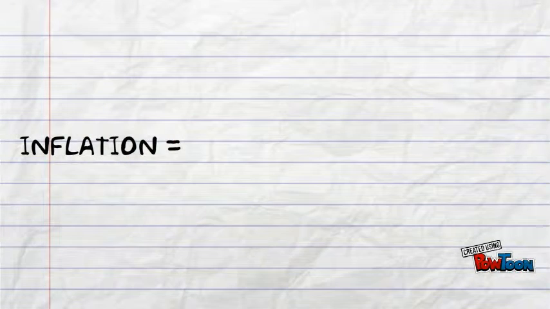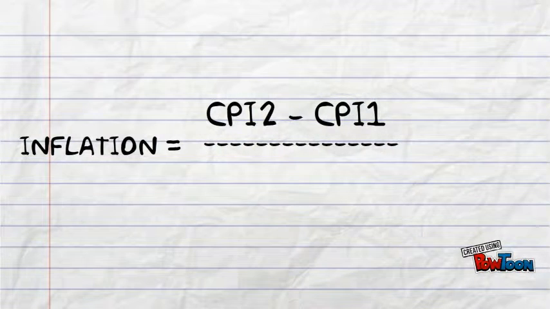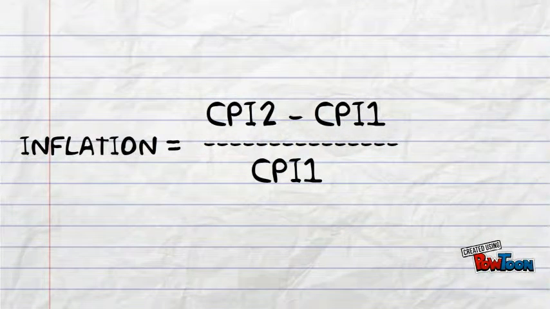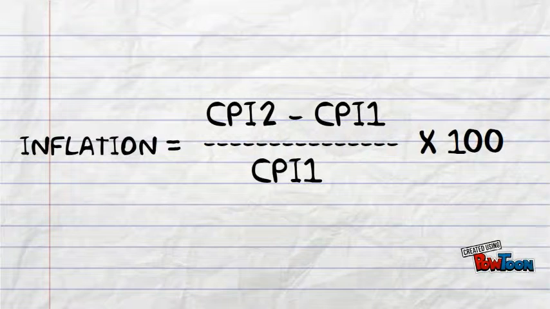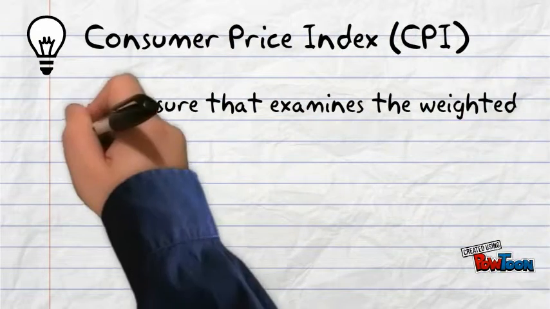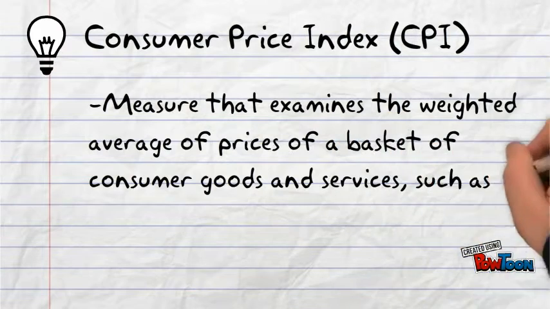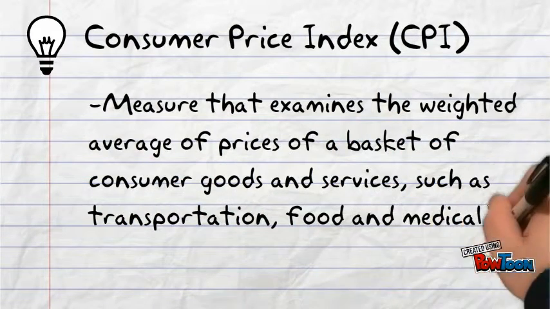Mathematically, it can be expressed as: inflation is equivalent to the consumer price index in the month of the current year less the consumer price index in the same month of the previous year, divided by the consumer price index in the same month of the previous year, times 100. Consumer Price Index is a measure that examines the weighted average of prices of a basket of consumer goods and services, such as transportation, food and medical care.